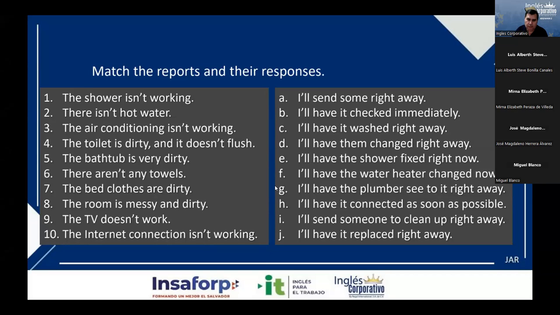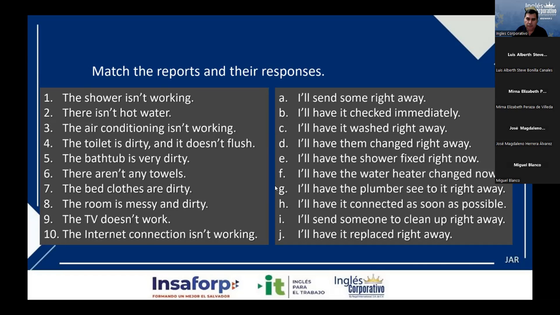La número uno, con la letra I, ya lo hicieron. The shower isn't working. I have the shower fixed right now. Eso sería con la letra I. Number one, letter I. There isn't hot water. Con little F. I have the water heater changed now.